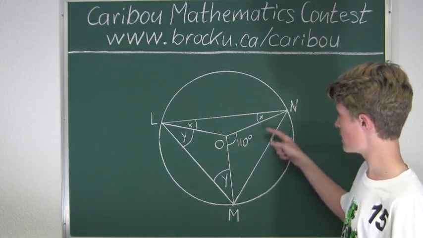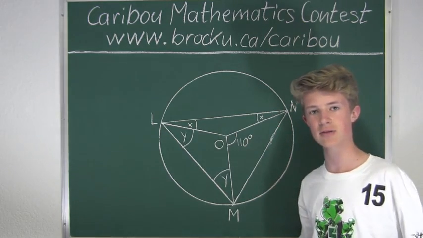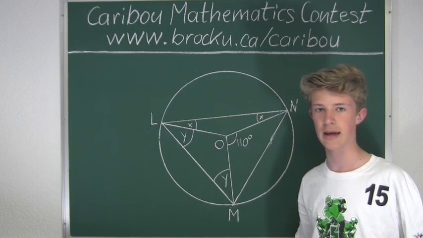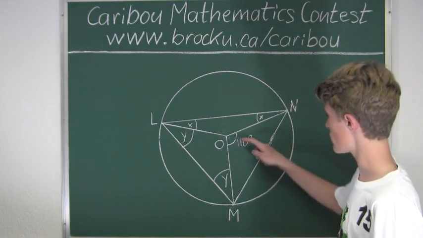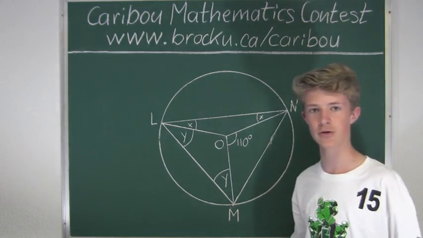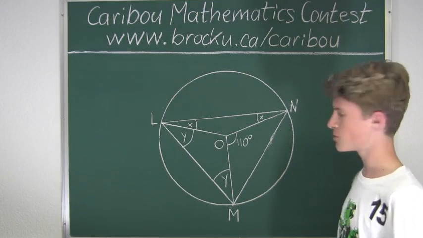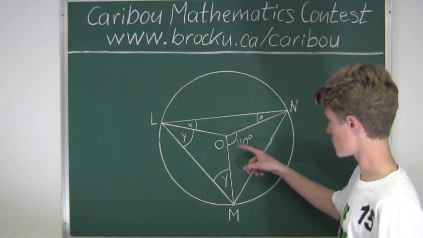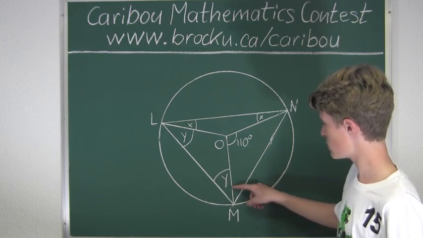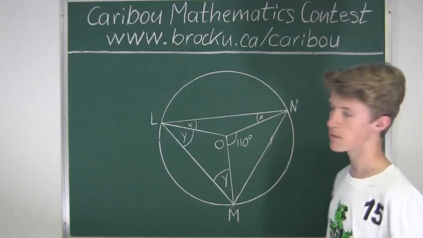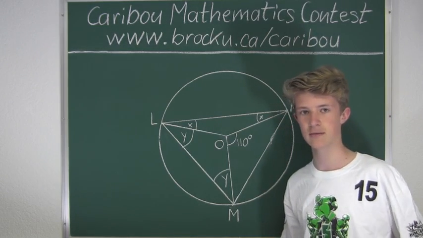So we know that in a triangle, all three angles must add up to 180 degrees. And we know that this angle is already 110 degrees as stated in the problem. So we will have 180 minus 110, which means that these two angles must equal 70 degrees.